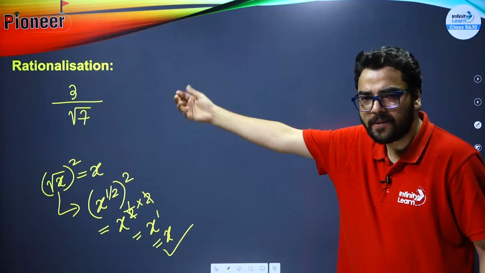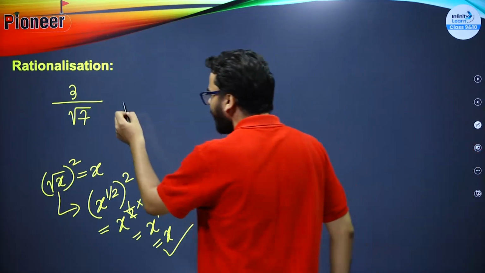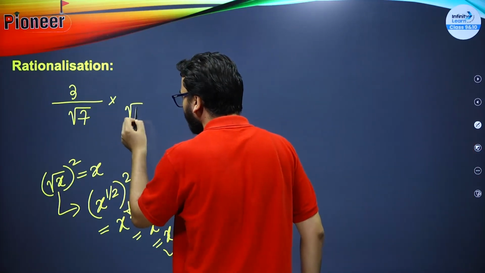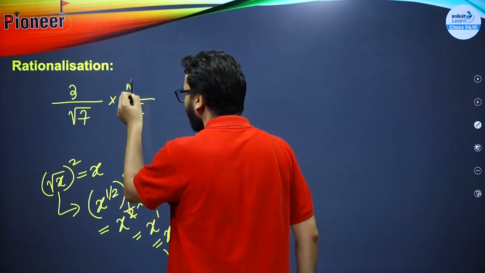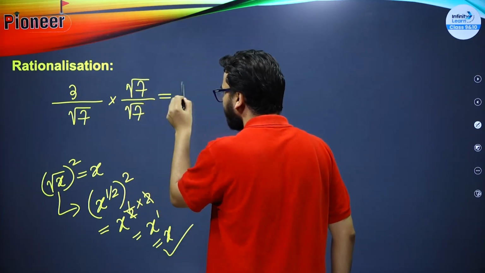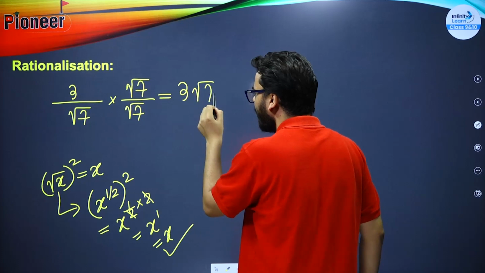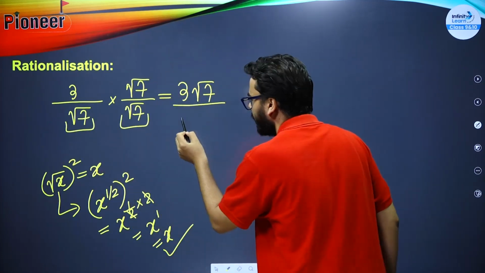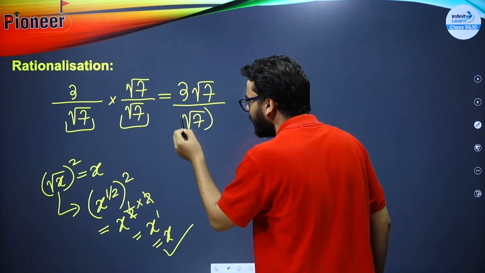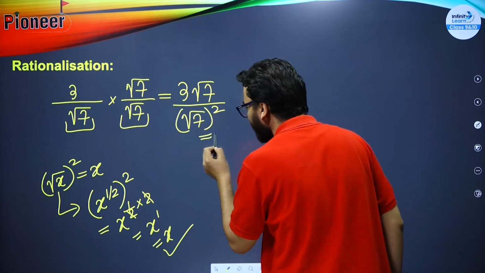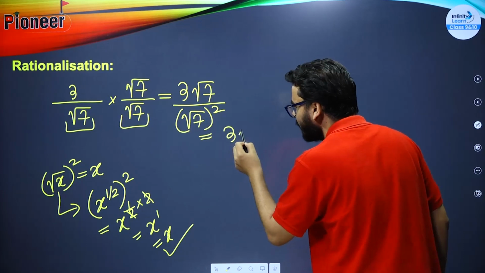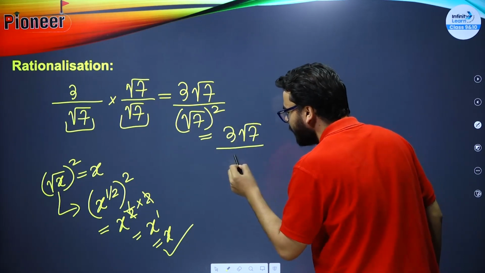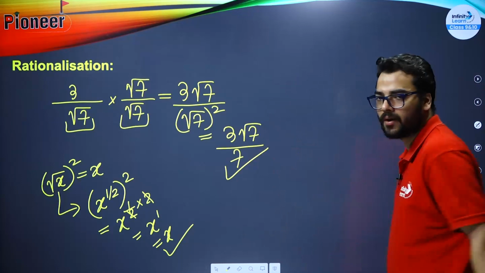So you'll use the same logic over here. Can I multiply and divide by root 7 over here? I'm multiplying and dividing by root 7. So that is 3 root 7. And in the denominator, you see this is root 7 into root 7. So that is nothing but root 7 the whole square. So basically root 7 the whole square is nothing but 7 only. So you see we have made the denominator a rational number, right?